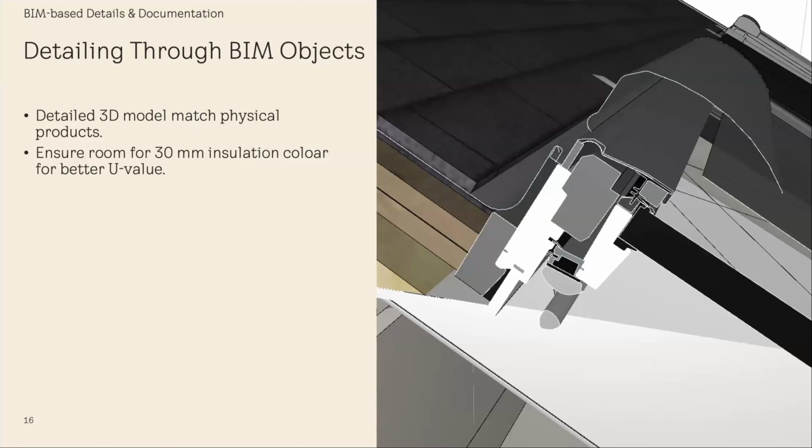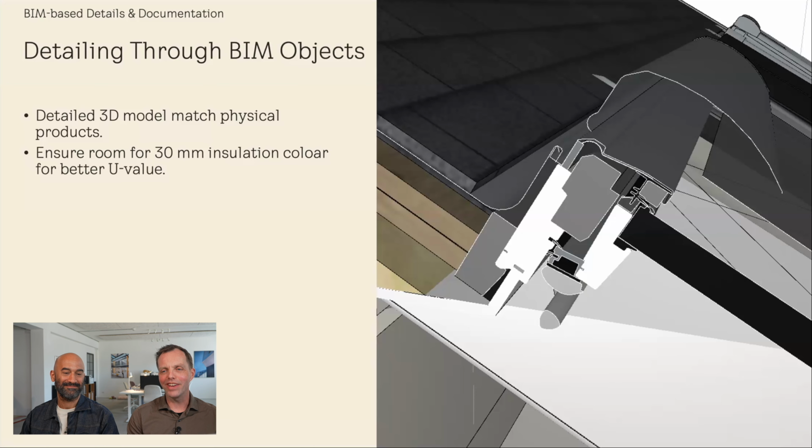So these details are more advanced than you think. Every choice you make in the parametric objects will appear in the 3D model. An example of this is this small insulation collar that's added as an option around the window. If you choose to add that, it will add an extra cost to the window, but it will also change the U value of the product in a big way. So you'll save energy and you'll save CO2 for the lifespan of the window.